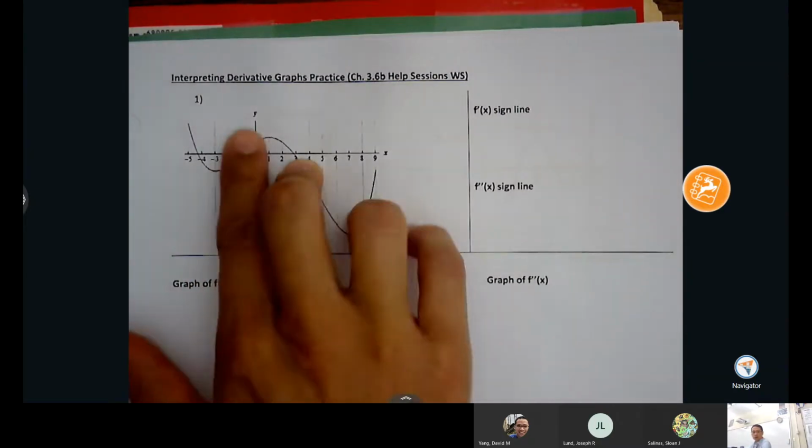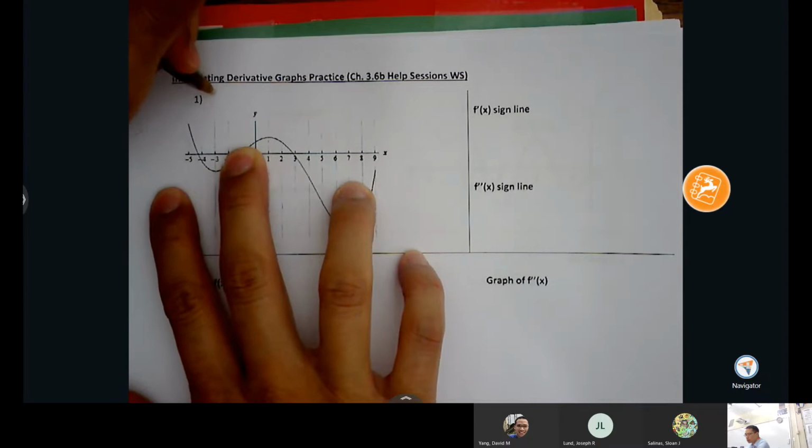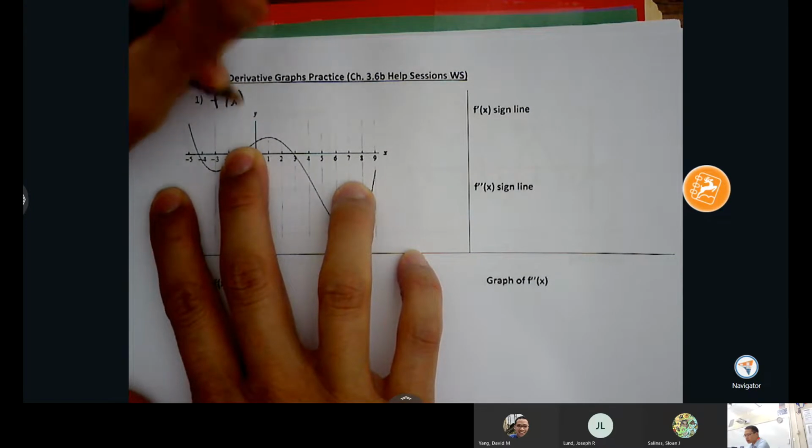I think I updated your worksheets. All these are showing F prime graphs, derivative graphs shown.